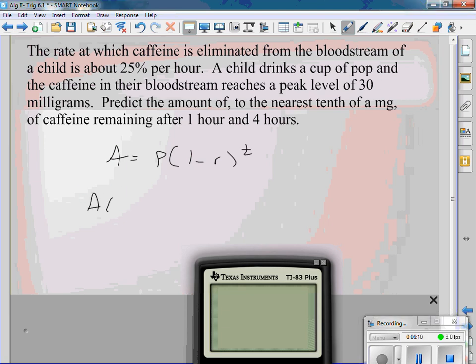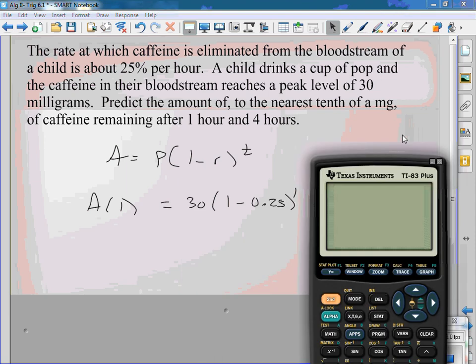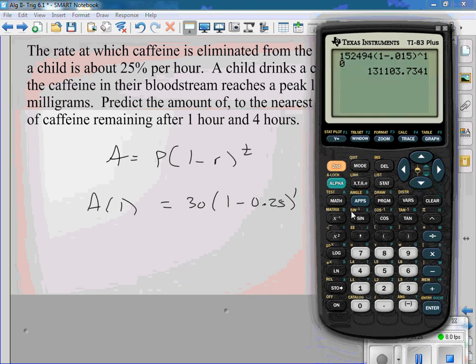For the amount after 1 hour, what's the original amount of caffeine? 30. 1 minus, what's my decimal? 0.25. What's my time? 1 hour. So I just type this in. I'm going to type 30.